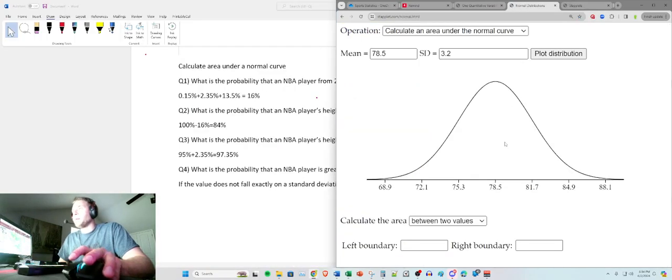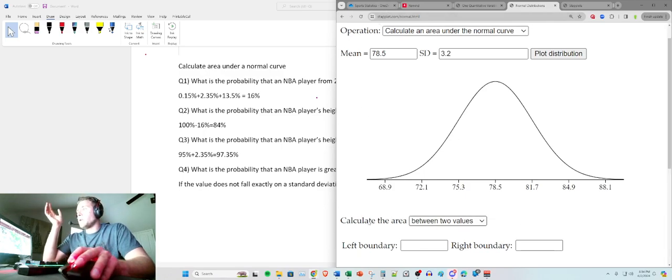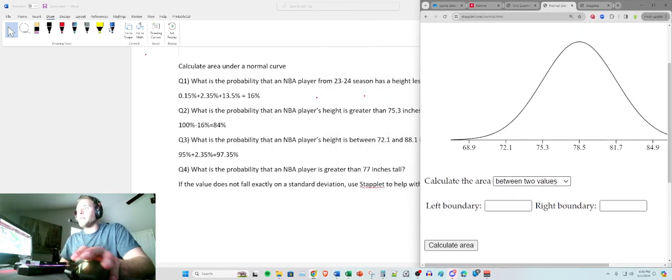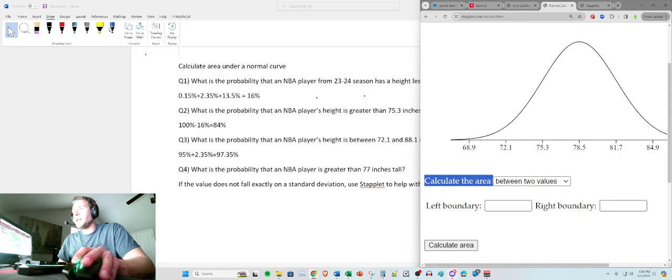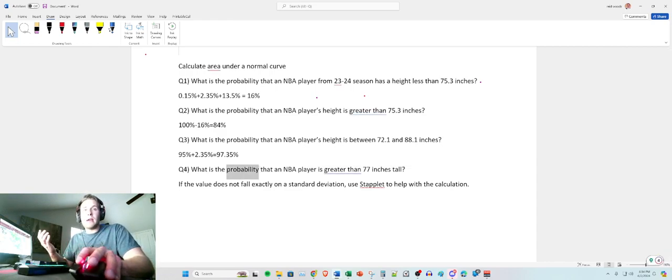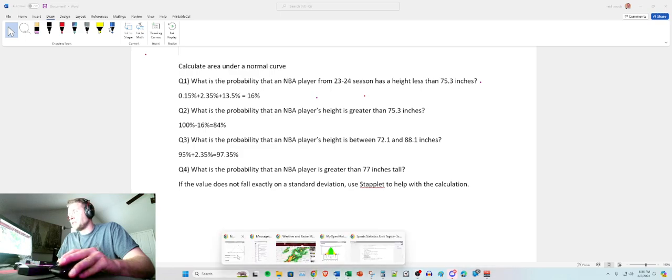So in the normal distribution, everybody should have this up from when we made it earlier, and we can go ahead and answer this question. It says we want them to be greater than 77 inches tall. So check it out. We're going to use this here. We're calculating the area, and area is probability, by the way. So when you think about probability, you can go ahead and think about area.